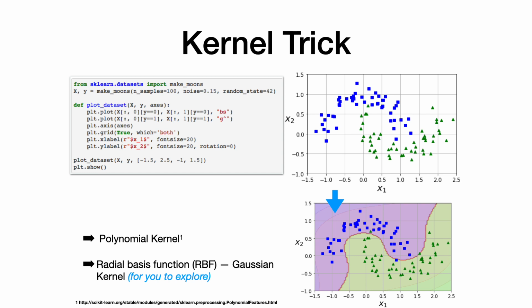Bottom line, however, you can get to a hyperplane in the higher dimensional space without the need to explicitly transform the features into a higher dimensional space. That is what is called the trick, okay? And that is done through functions which are called kernel functions.